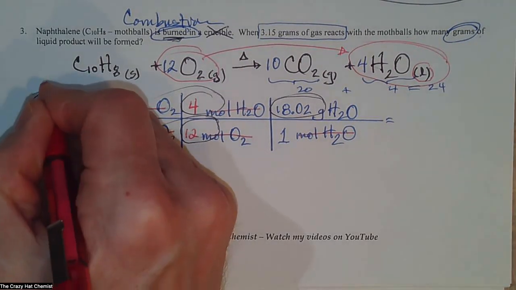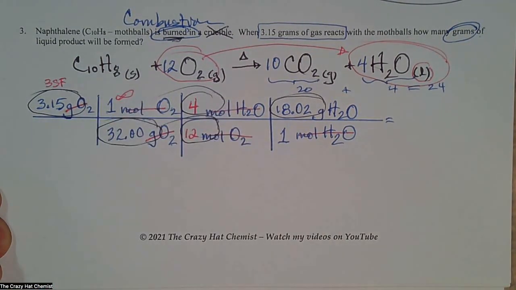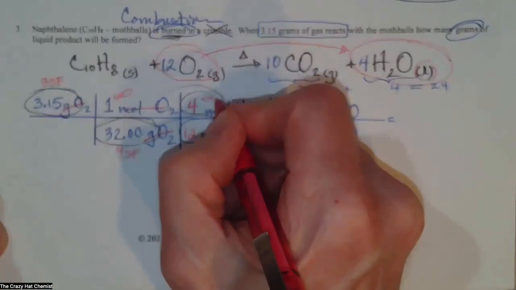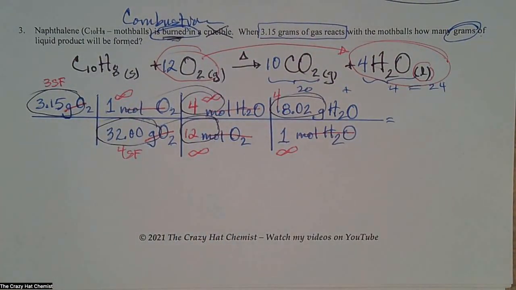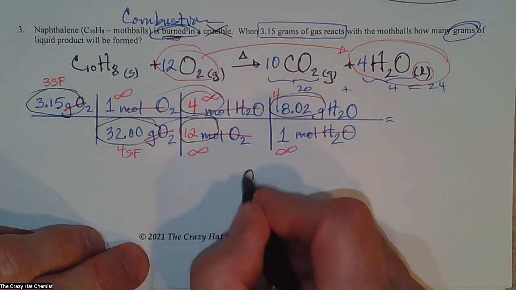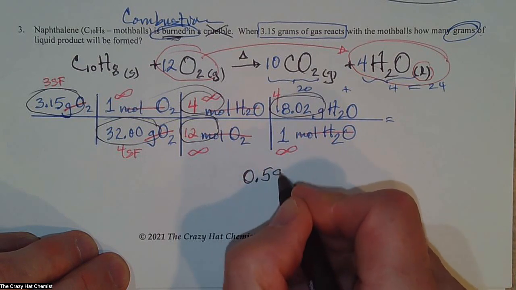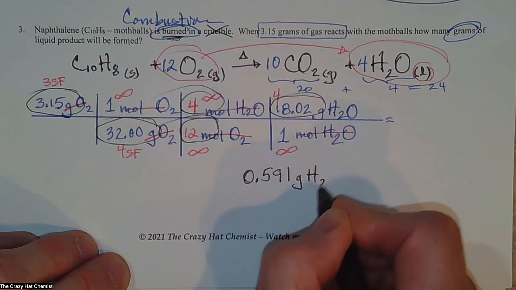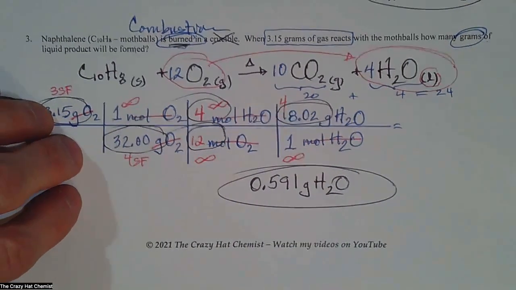I'm going to look at significant figures: 3 significant figures for this 3.15, infinite for the definition of the 1 mole, 4 for this value right here, infinite for this counting number, infinite for this counting number, infinite for this definition, and 4 for that number. So the fewest number of significant figures I have on this problem is 3. So I'm going to get a calculator number, and then I'm going to round that number to 3 significant figures. The number is 0.591 grams of H2O, and that is my number, units, and formula on that problem right there.